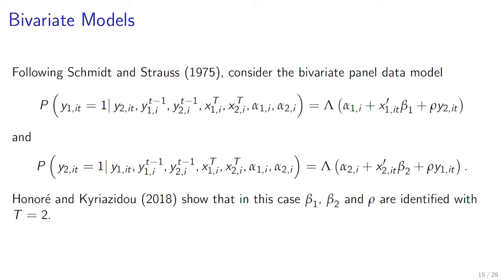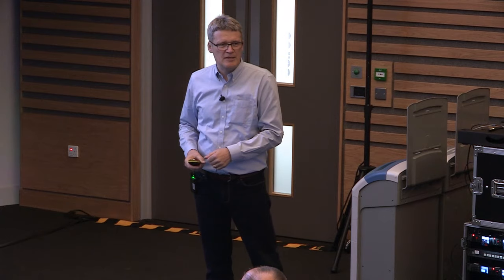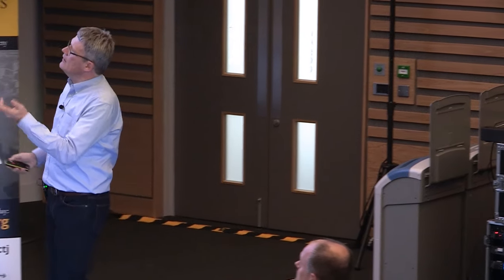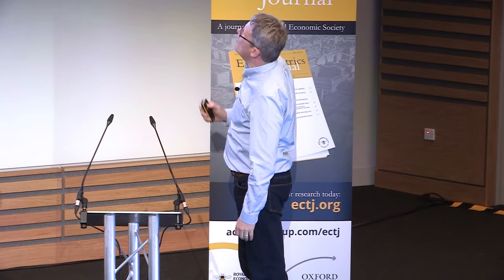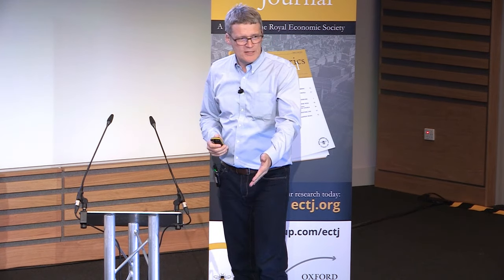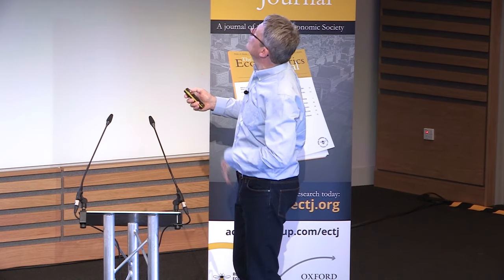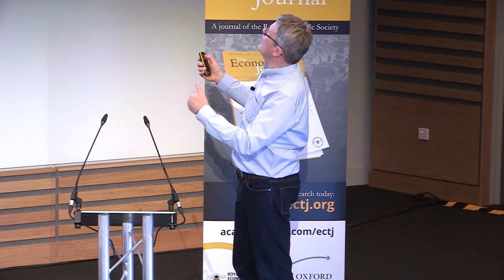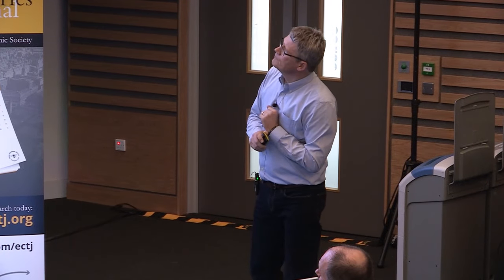There's a conditioning argument. It's boring and tedious to write down, but there's a conditioning argument that says conditional on something, I can get a probability statement that depends on beta 1, beta 2 and rho, but does not depend on the fixed effects alpha 1 and alpha 2, and I can use that to estimate beta 1, beta 2, and rho. All right, so that's good.